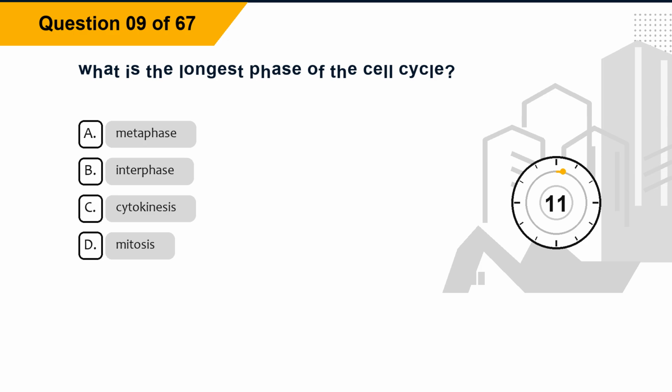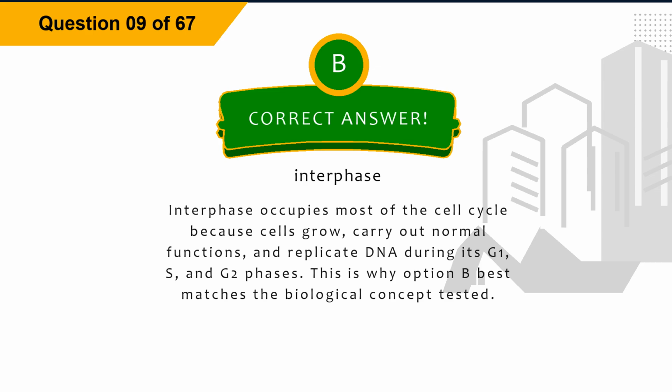Question 9. What is the longest phase of the cell cycle? Option A, metaphase. Option B, interphase. Option C, cytokinesis. Option D, mitosis. The correct answer is option B, interphase.